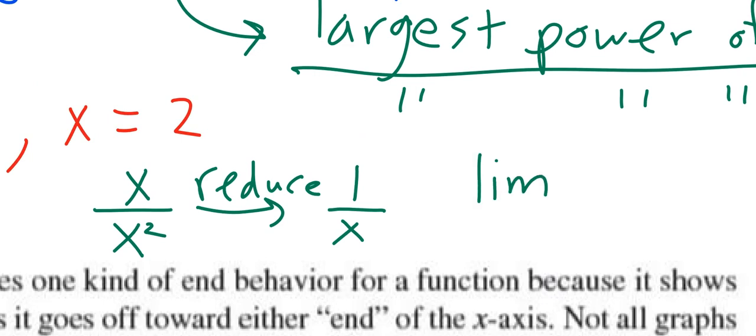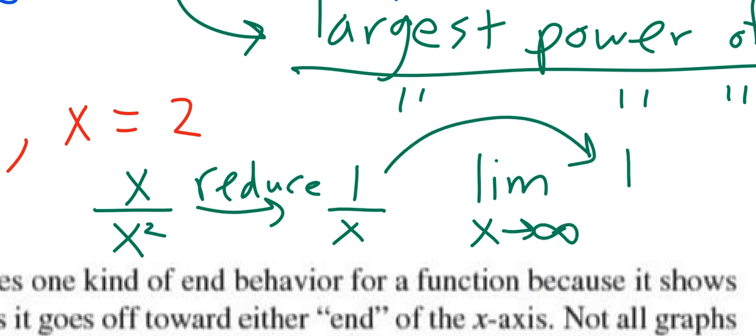What happens if you take the limit as x approaches infinity of that reduced fraction 1 over x? Let me describe it to you, and then I want you to talk it over with your neighbor. As x gets bigger, like a million, 1 over a million, 1 over a billion, 1 over a trillion, 1 over a Google.